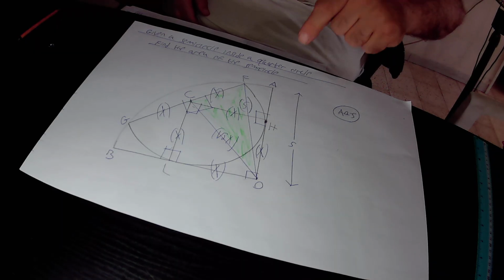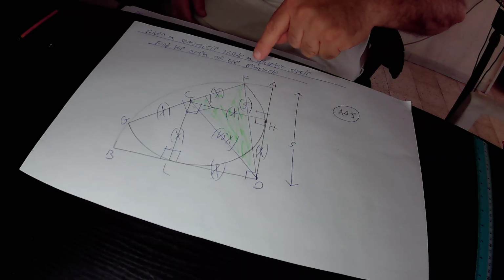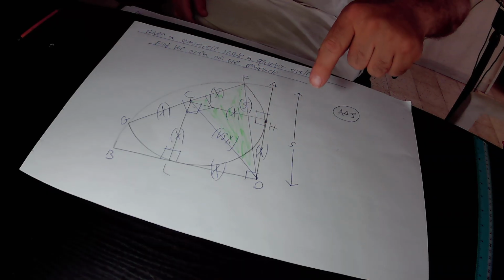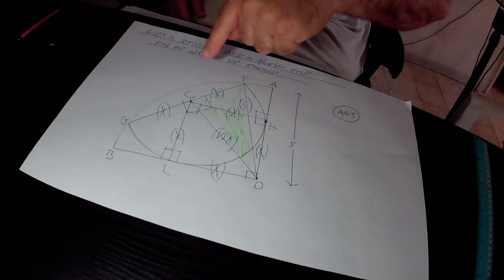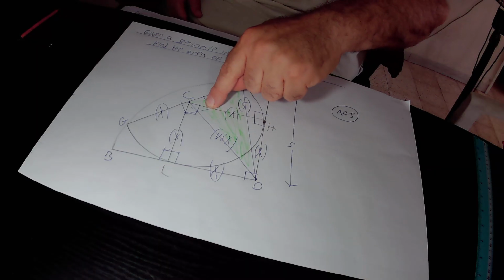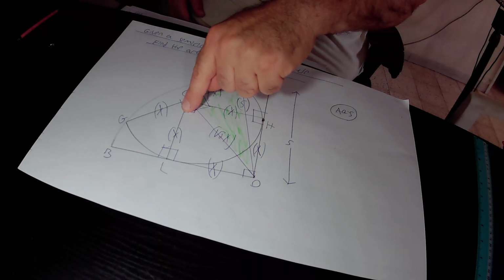According to rule 7, line segment OC will also be perpendicular to chord FG. If OC is perpendicular to FG, it means that this angle equals 90 degrees, and this angle also equals 90 degrees according to rule 7.